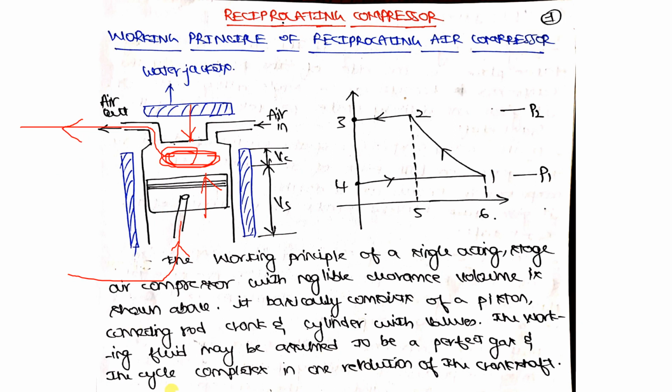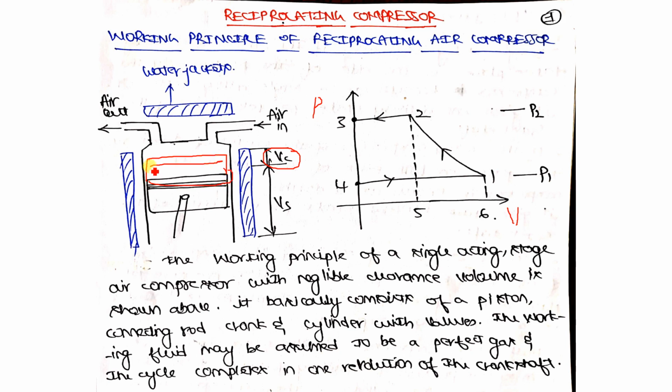Okay, we shall see the process of it. This is the PV diagram. I forgot to mention it: this is a PV diagram of a reciprocating air compressor with no clearance volume. This is your clearance volume. What is a clearance volume? Suppose imagine your piston is here, at top dead center.